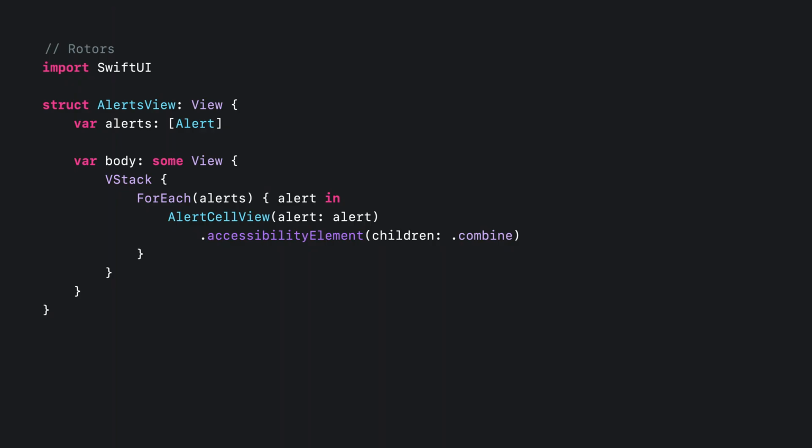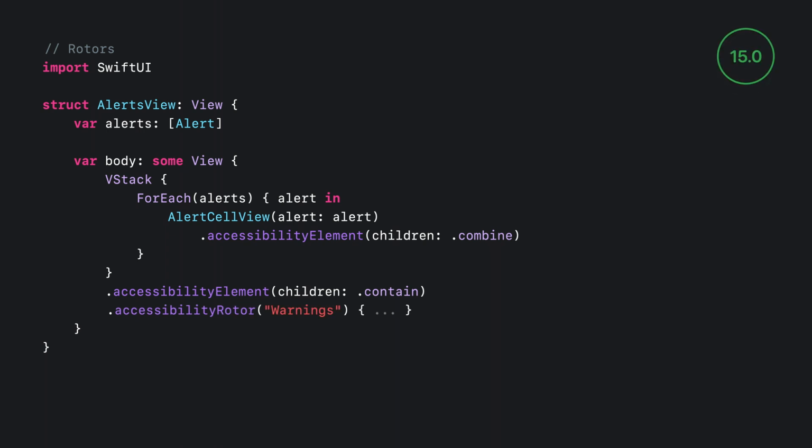To add a warnings rotor to my alerts view, the first thing I'll do is to make sure I'm adding my rotor to an accessibility container. Some views in SwiftUI are accessibility containers by default, such as List or LazyVStack. But VStack and HStacks are not. So I'll add the accessibility element modifier with the contain child behavior.